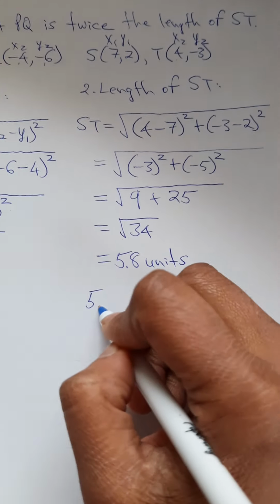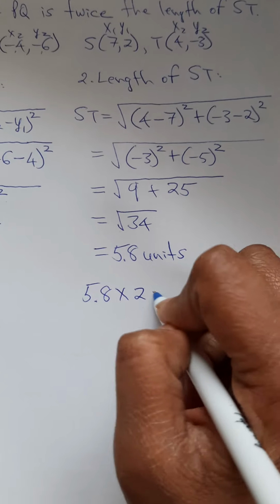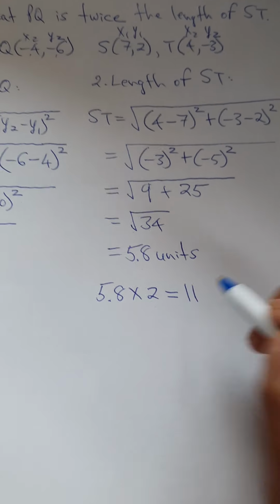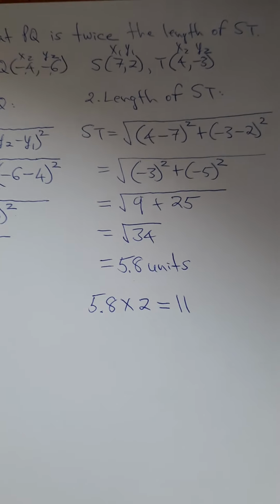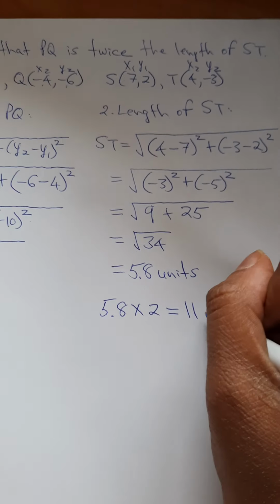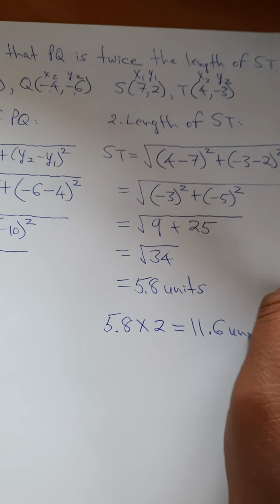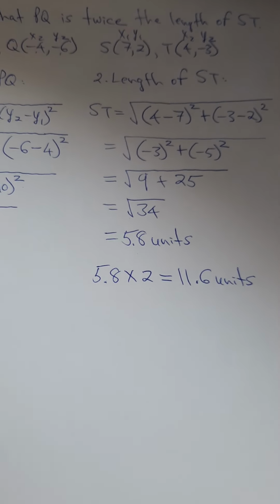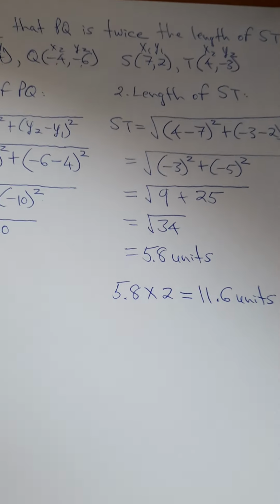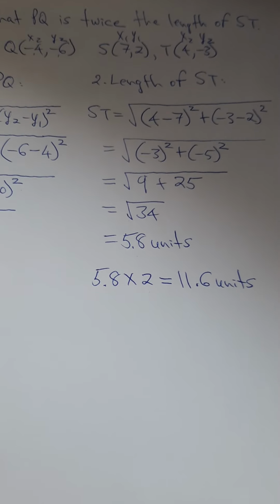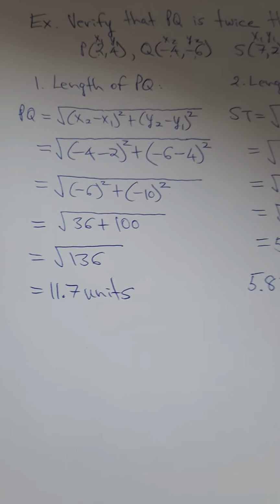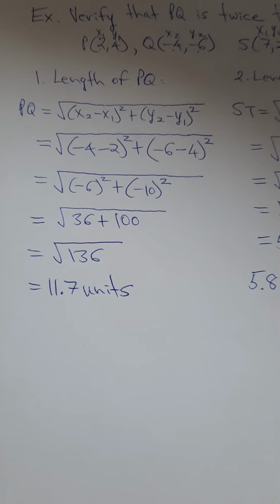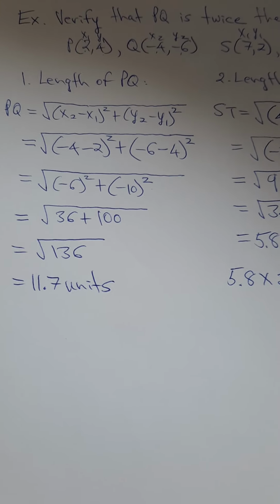So we're just going to do it right here. 5.8 times 2, and we're getting 11.6 units. So again, this is just rounded, because we did round the value here for square root 34. If you rounded it to 2 decimal places, it would give you an exact value here of 11.7. Does everyone see that?